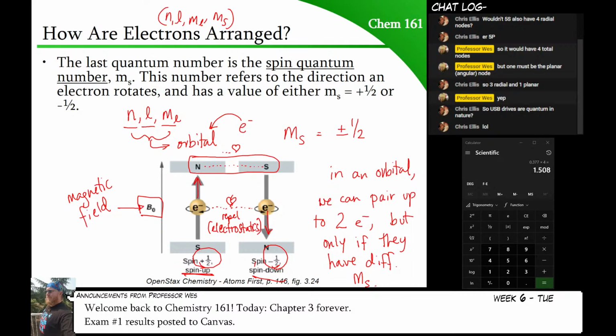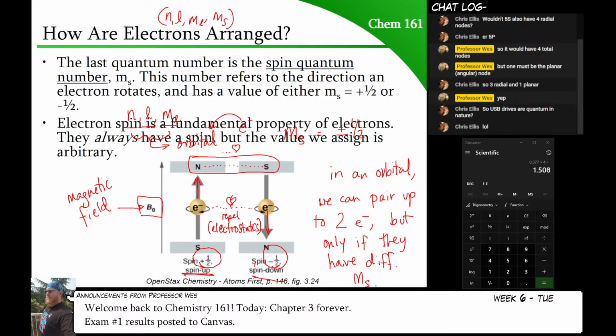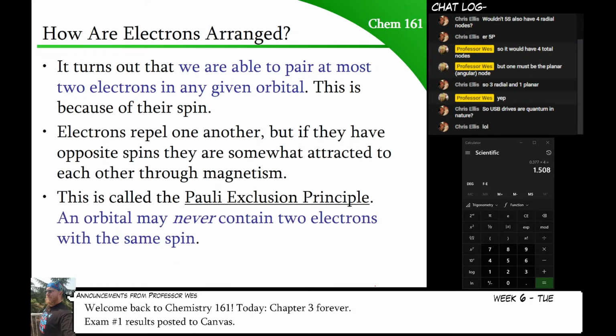So you can never put 2 electrons in the same orbital with the same spin, because they would repel. Not only would the electric part repel, the magnetic part would repel too. And so this is called the Pauli exclusion principle. The Pauli exclusion principle is very, very specifically stated: orbitals cannot have electrons that contain the same spin.